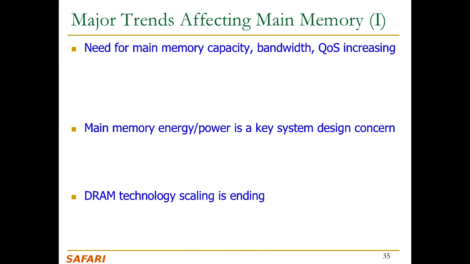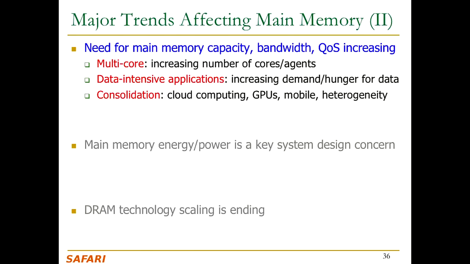Now, let me give you the broad perspective of some of the trends. So these are some trends. There's an increasing need for main memory capacity, bandwidth, and quality of service, predictability, actually, because multiple things are sharing the memory system. I should have put latency over here, but I don't have enough space. So put that latency over there. Latency is always important. So why is this happening? We're putting increasingly more cores and agents, accelerators, into the system. They're demanding more. Applications are becoming increasingly intensive.